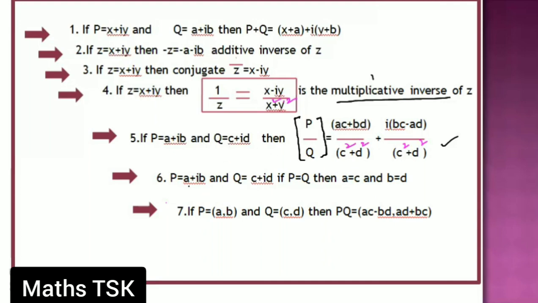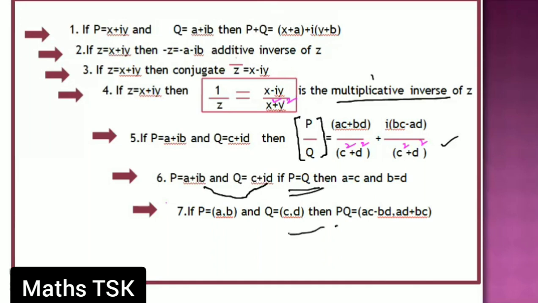So next one, sixth point, a plus ib is a complex number, c plus id is a complex number. If you say that p is equal to q, then the real parts must be equal and the imaginary parts are equal. Real parts are equal, that is a is equal to c. Imaginary parts are equal, that is b is equal to d.